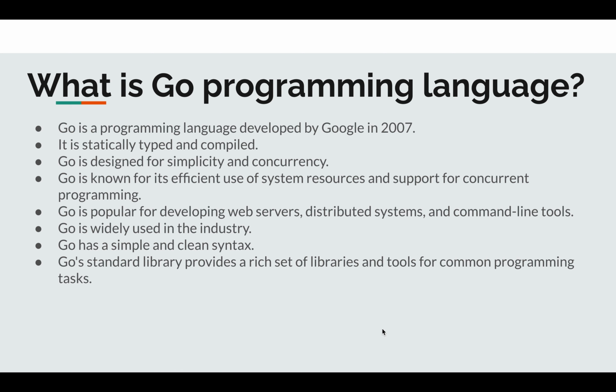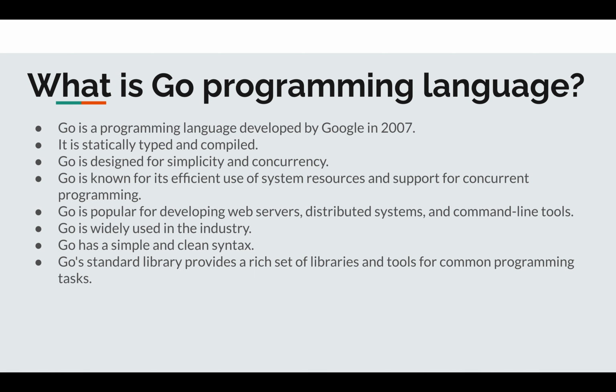Go is a programming language developed by Google in 2007. It is a statically typed, compiled language designed for simplicity and concurrency. Go is known for its efficient and effective use of system resources, as well as its support for concurrent programming, which allows multiple processes to run simultaneously.